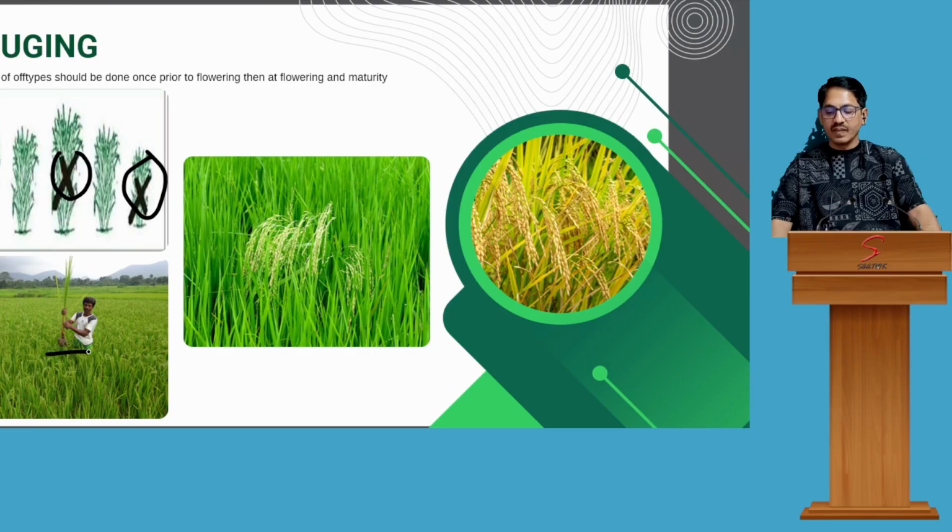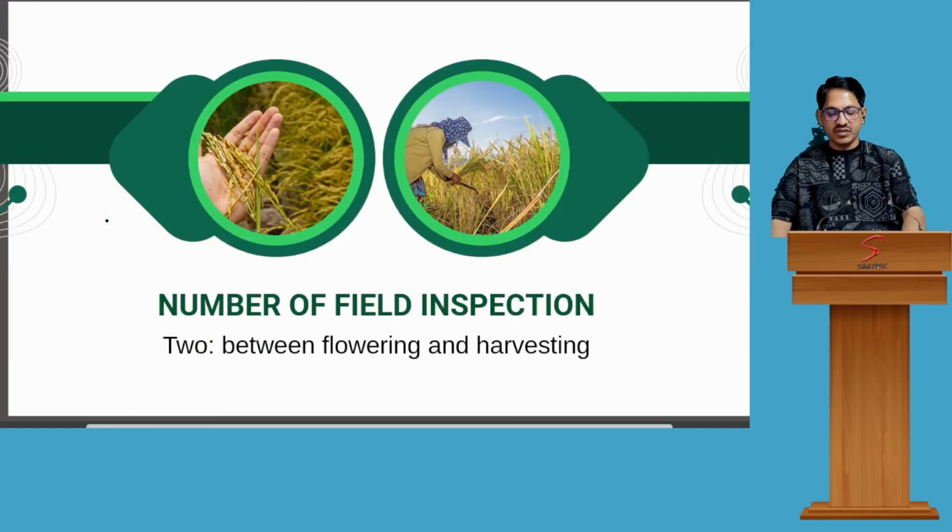You can see here the farmer is doing the rogueing practice. The tall plants which are present in the seed production plot are removed. Here early flowering plants we have to find out, and then rogue them out from the field. Disease affected plants, pest affected plants, late maturing plants, early maturing plants, we have to remove from the seed production plot. Why are we removing such plants from the field? Because we are producing quality seeds by using systematic or scientific ways.